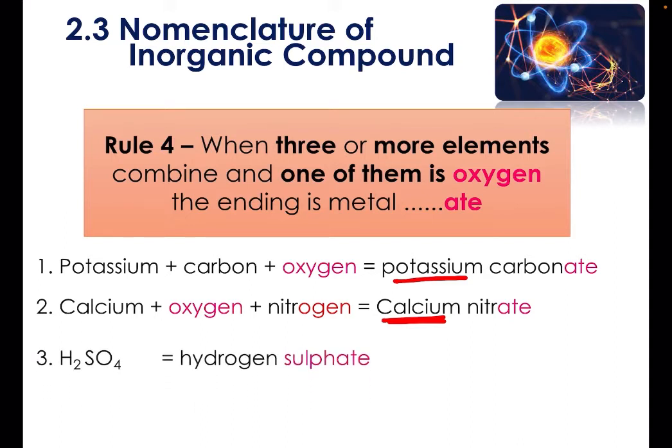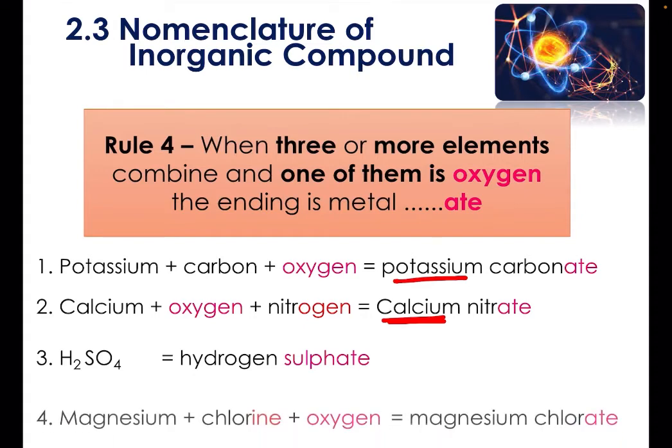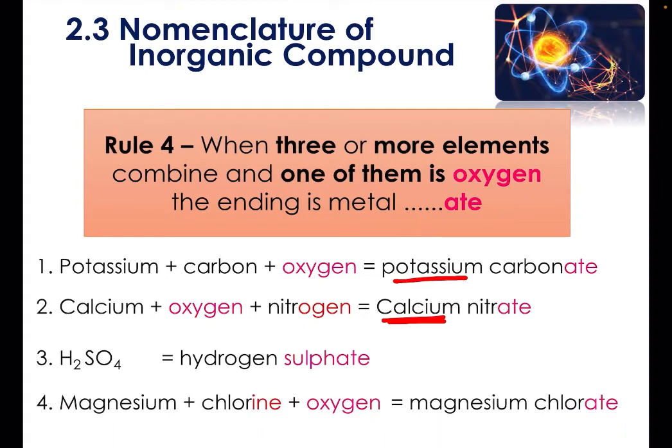For example, number 3, I got H2SO4. So this is a common chemical that you often meet as an acid. So this is hydrogen sulfate. And also we got magnesium plus chlorine plus oxygen. It's going to be magnesium chlorate. So how do you know whether you understand or not? You have to do the exercise. So try to complete the tutorial question.